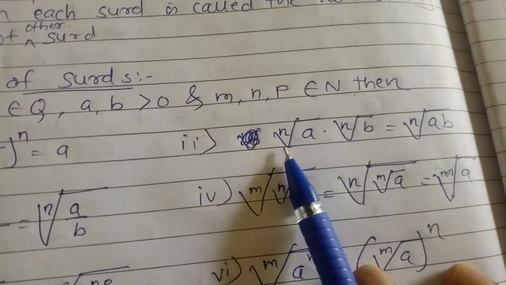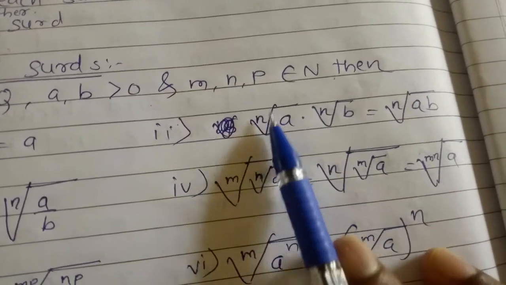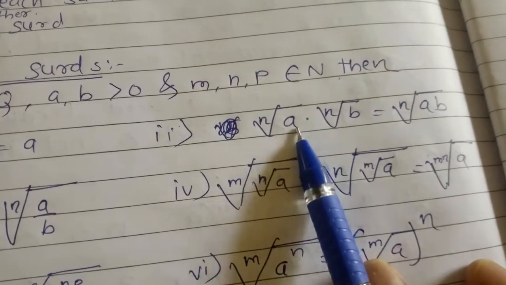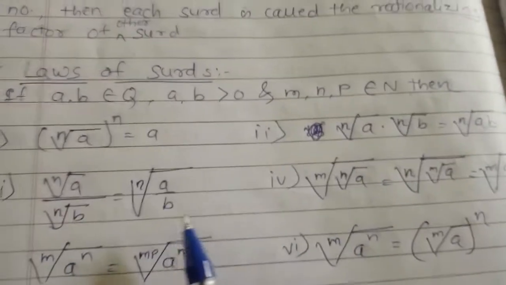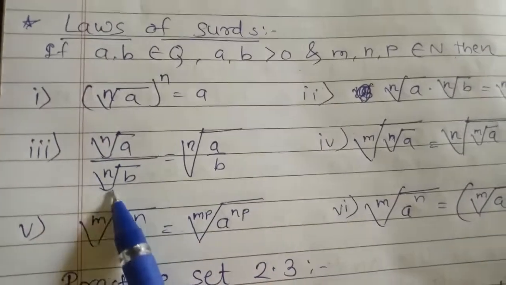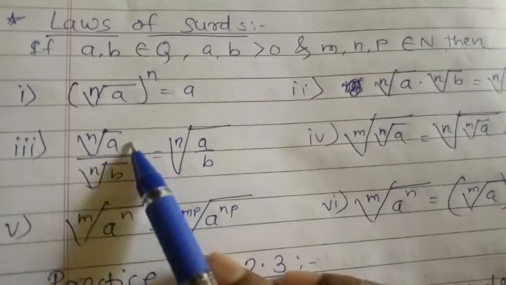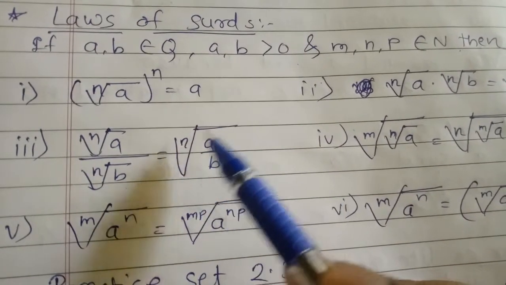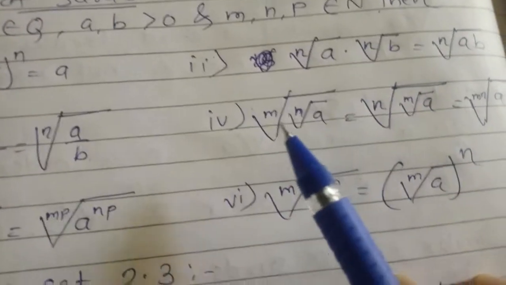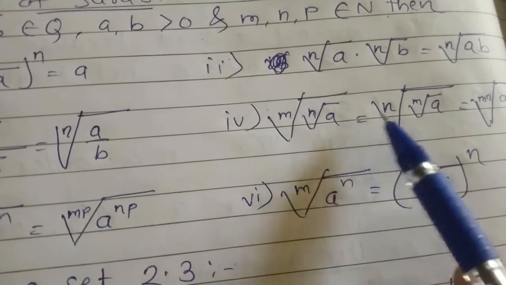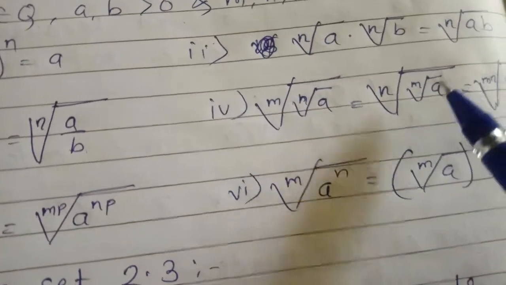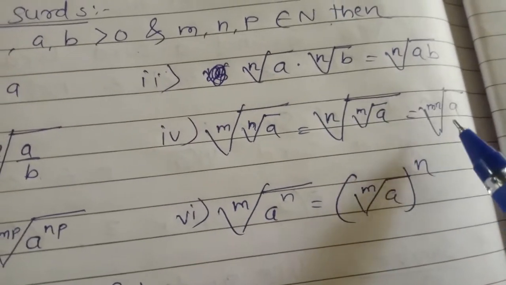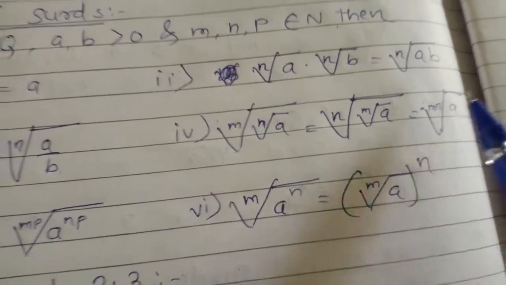Next one, here the order of both is the same, and nth root of a into nth root of b. We can combine this if the order is the same, that is nth root of a into b. Next one, here also the order of both is the same, and the two that were shown separately we can write in a single root, that is nth root of a upon b. Here also, m root n root a, we can write like this: that is the nth root of m root a, and we can combine this in the last, that is m into n root a.